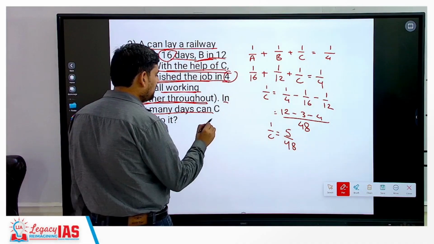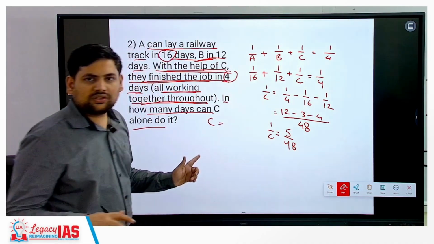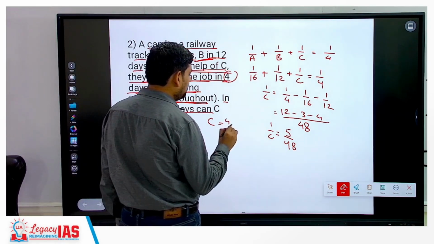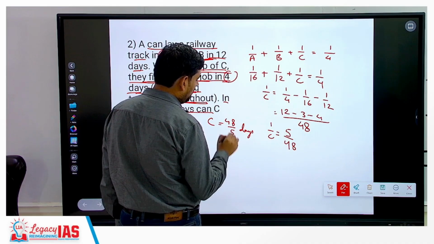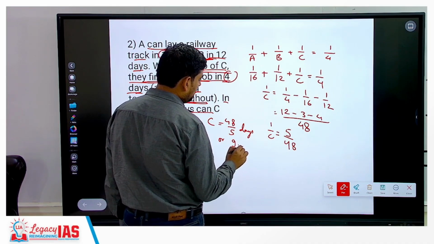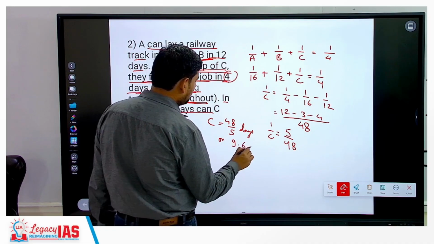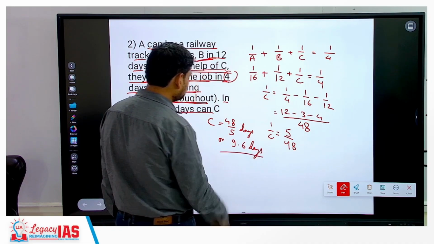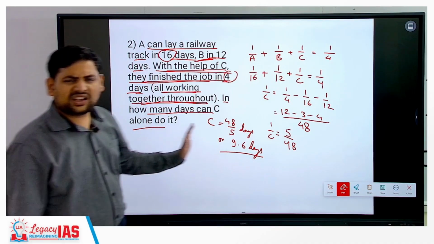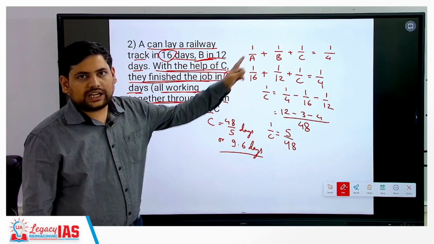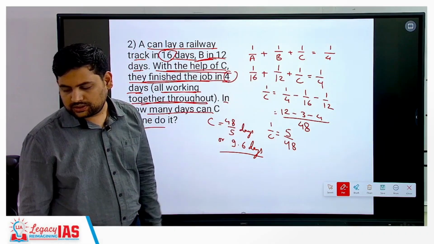But what you want is C, which gives you the number of days it will take. So it will take 48 by 5 days, or 9.6 days. Okay, that's it. That is how you have to do it. Whatever is given, write it in 1 by, 1 by, 1 by terms.